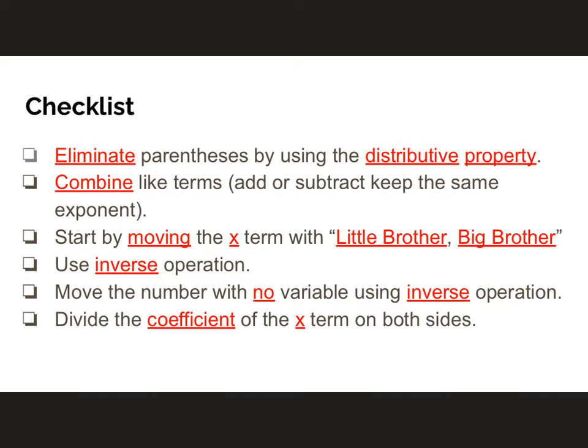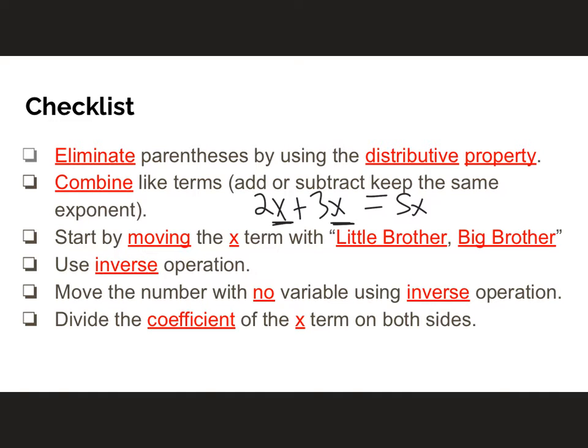So the checklist. First thing you are going to do is eliminate parentheses by using the distributive property. Next thing you need to look for is to combine like terms. If you have any like terms, you need to combine those. And remember, when we're talking about like terms, if I've got 2x plus 3x, these two terms are like terms because they both share a common variable of x. So that would equal 5x.